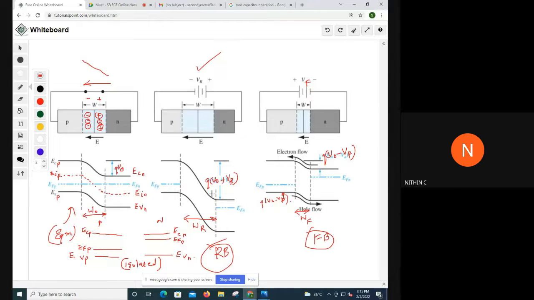Hope it's clear. All the three figures, in fact 4 figures: isolated, equilibrium, forward bias and reverse bias condition. So that is one energy band diagram that you need to study. Okay, that is very important.